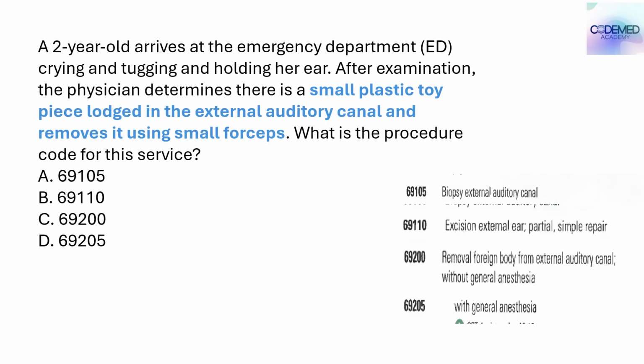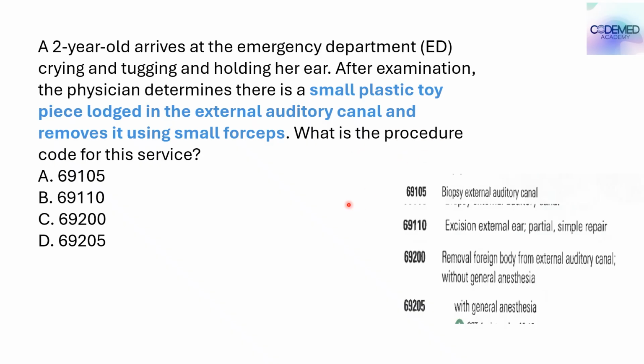A 2-year-old arrives at the emergency department crying, tugging and holding her ear. After the examination, the physician determined there is a small plastic toy piece lodged in the external auditory canal and removes it using small forceps. What is the procedure code for the service? So a foreign body has been lodged in the external auditory canal, and they have removed it. Let us look at the options. Option 105 is biopsy external auditory canal.